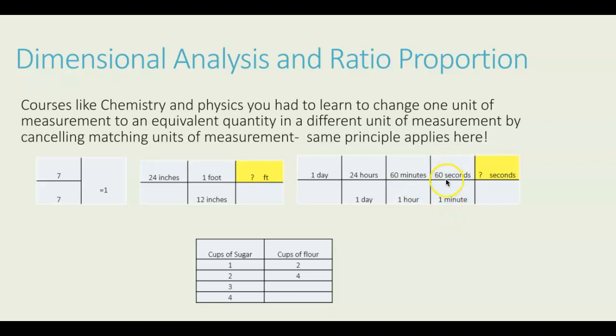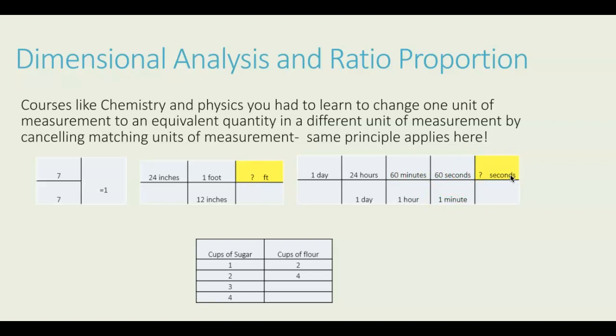That conversion's to the right. My minutes will cancel out, and then I'm left with seconds by itself. So if you look at this whole problem, the days will cancel, the hours will cancel, the minutes will cancel, and it's left with seconds all by itself. And that's what we are solving for. We are solving for seconds.